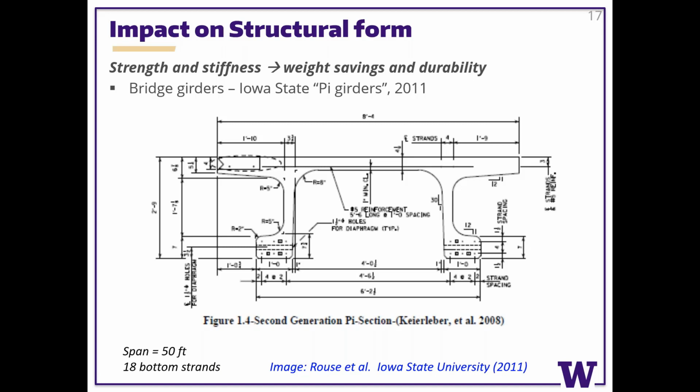But the things which are different about it are that it has a fairly narrow web here. You need a big blob at the bottom in order to put the strands there, because you need quite a few strands. In this case, I think it's 18 strands they had for a 50-foot span. And at the same time, you can use the top flange here to carry the compression. And if it's UHPC, you've got plenty of compression capacity up there.